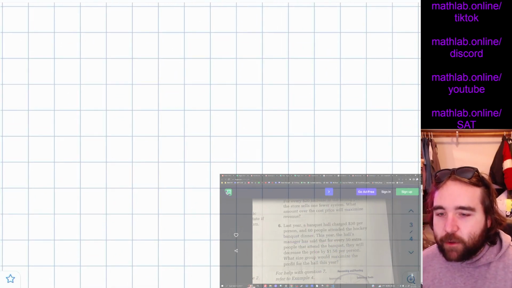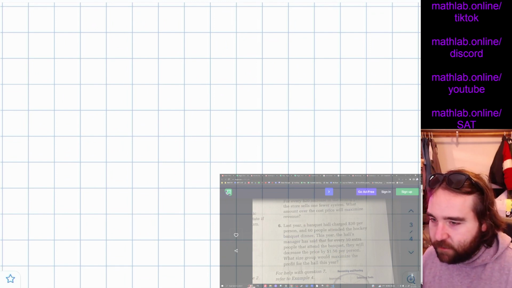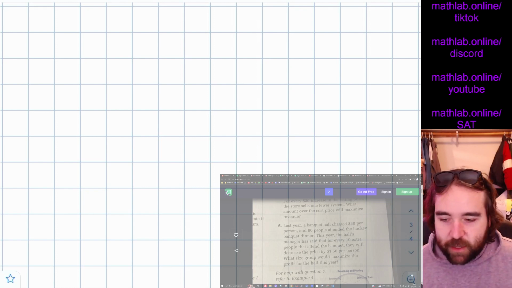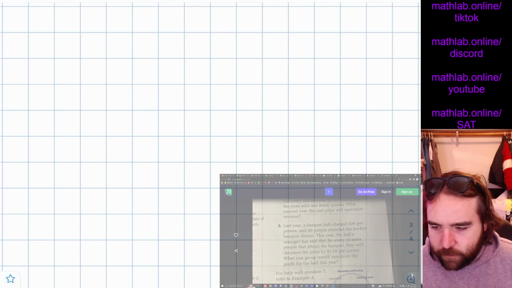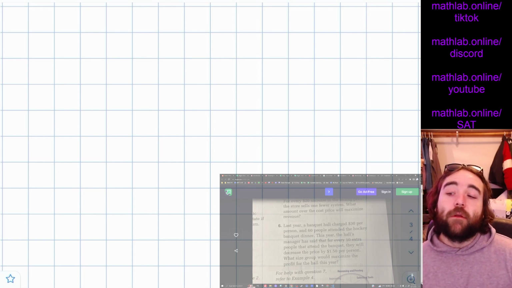So last year, a banquet hall served $30 per person, and 60 people attended the hockey event banquet dinner. This year, the hall's manager said that for every 10 extra people that attend the banquet, they will decrease the price by $1.50 per person. What size group will maximize the profit for the hall this year?